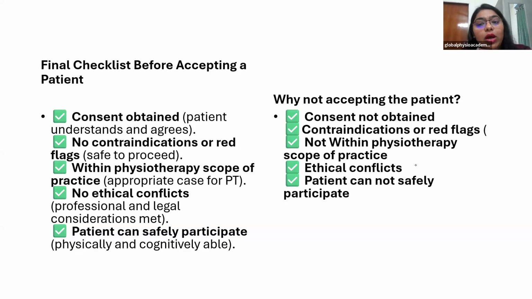So the given scenario has a red flag. The patient is showing symptoms which are not in my scope of practice: saddle anesthesia and urinary incontinence have to be evaluated medically rather than from a physiotherapy point of view. So I cannot safely assess or treat my patient. I am not going to accept the patient. Your reason must be strong when you are accepting or not accepting the patient. So that is your first thing.